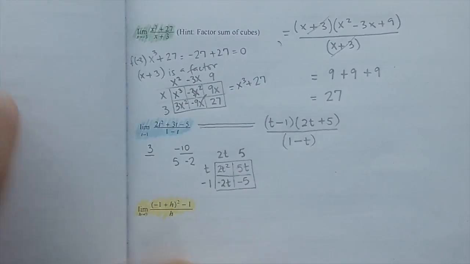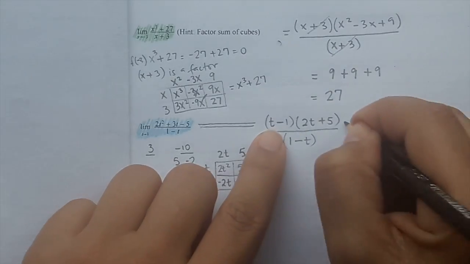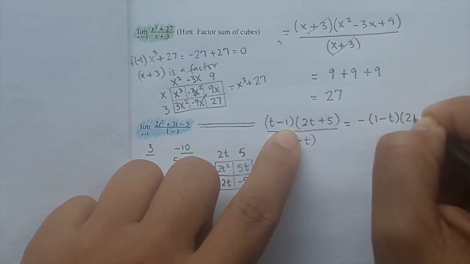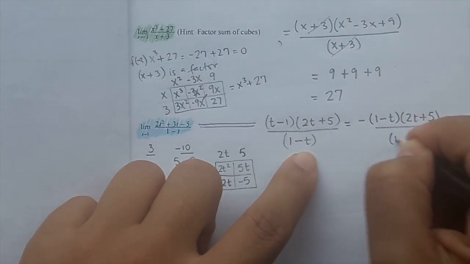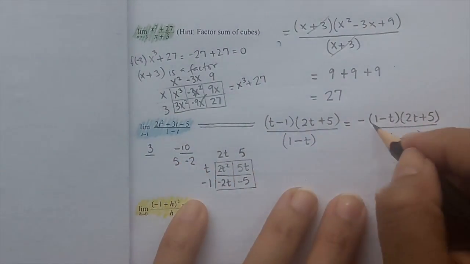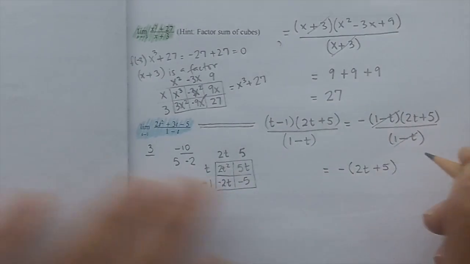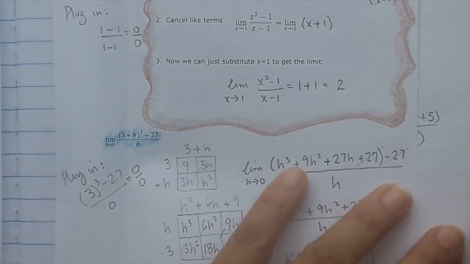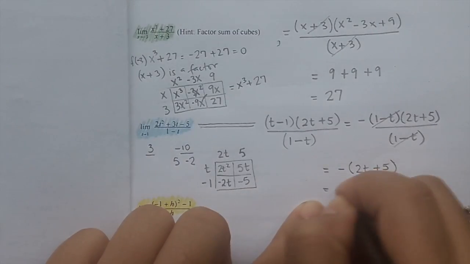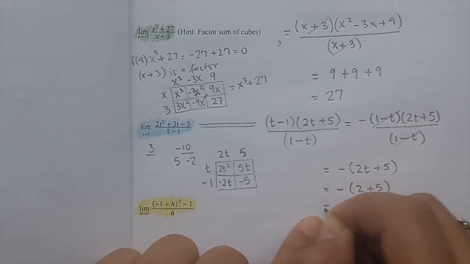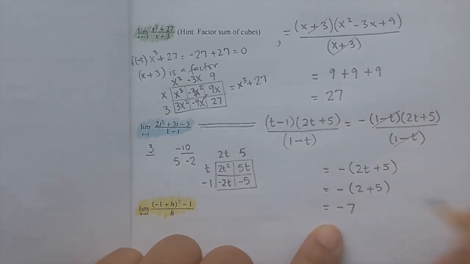To make it look like that, you just rewrite it. Take out a negative, and so that's going to leave negative t plus 1, or rather 1 minus t. Now it looks exactly the same, so now we can cancel it, and we have negative 2t plus 5. So we're finding the limit as t approaches 1, so everywhere I see t, I put 1. 2 times 1 is 2, plus 5. Work out the parentheses, that's going to be negative 7.